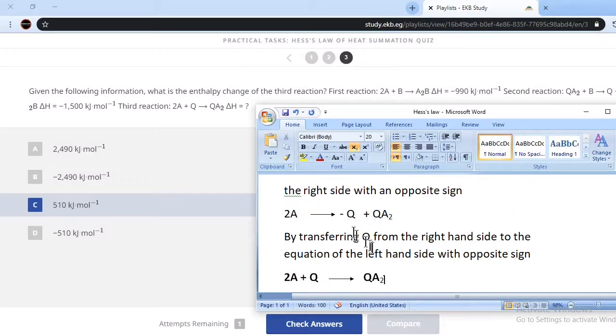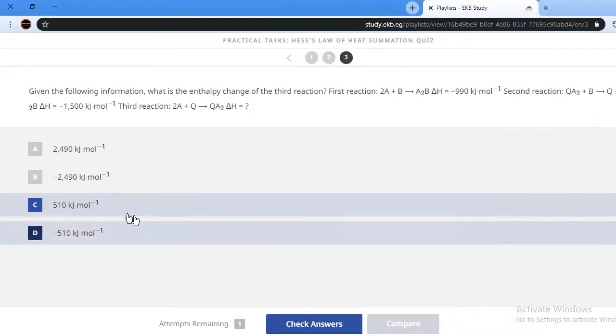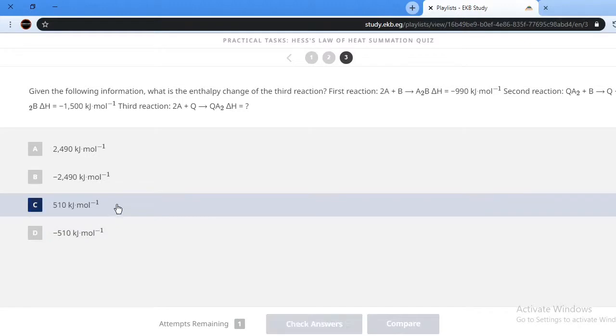So what will happen? I subtract equation 2 from equation 1, so delta H will be equal to delta H1 minus delta H2. Delta H1 is minus 990 kilojoules, and delta H2 is minus 1500 kilojoules. I will subtract delta H1 minus delta H2. It will give 510 kilojoules per mole. So this is the answer.